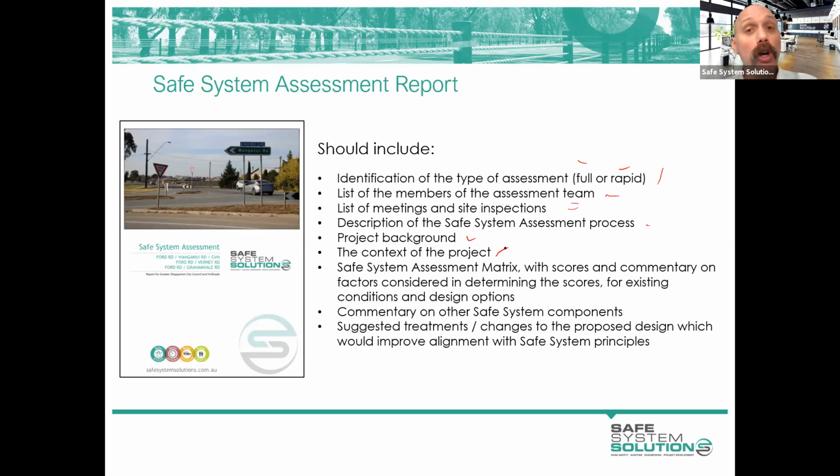You pop in some project background and the context of the project, which you've gathered from those questions that you asked early on, and you've got all that information. You pop that in, and you maybe reference the designs that you've looked at. Then you fill out that matrix, and you make all the commentary on factors that increase or decrease the scores for the existing conditions, and then all the design options you've got. And if you've chopped up your design into multiple sections, you do multiple matrices.